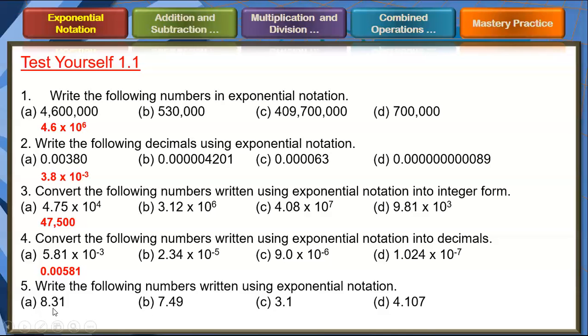So for 8.31, the answer is 8.31 times 10 raised to 0. Very easy, right? So you are going to do the same for B, for C, and for D.